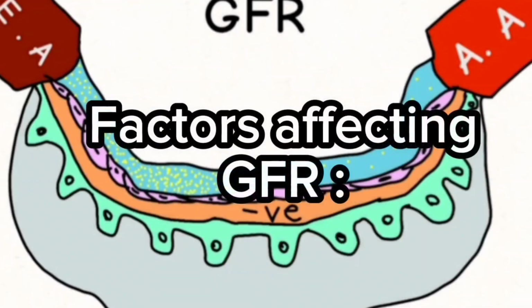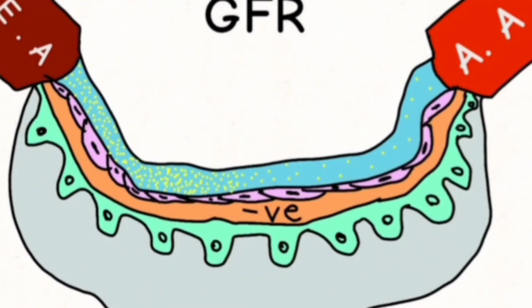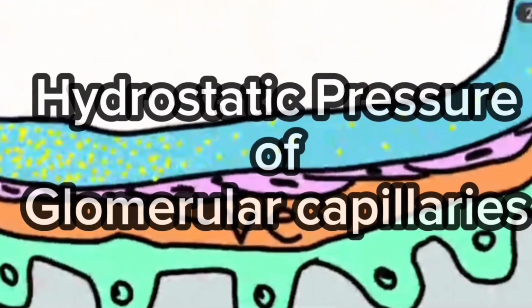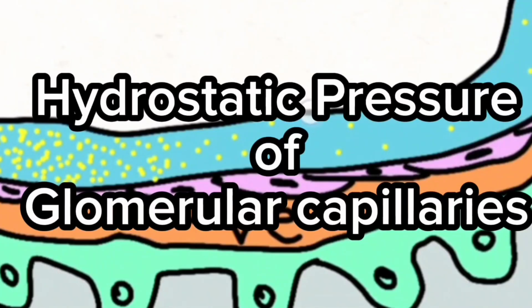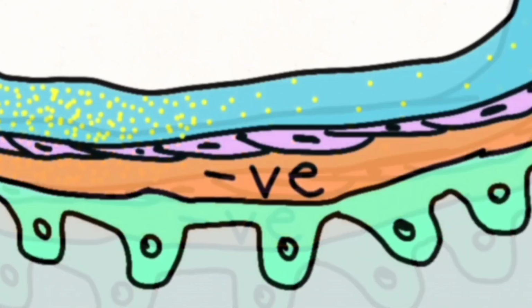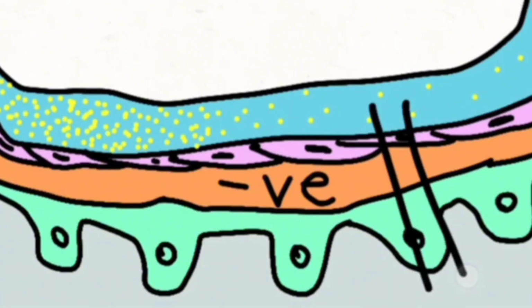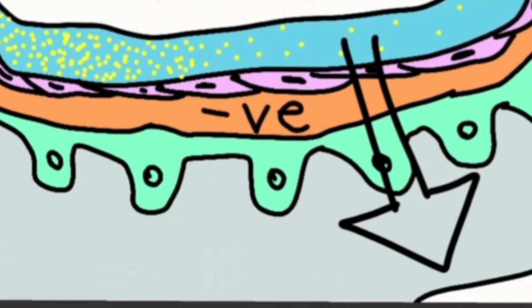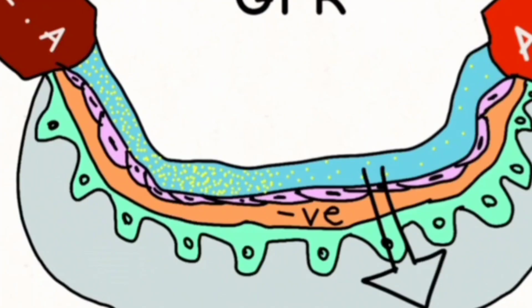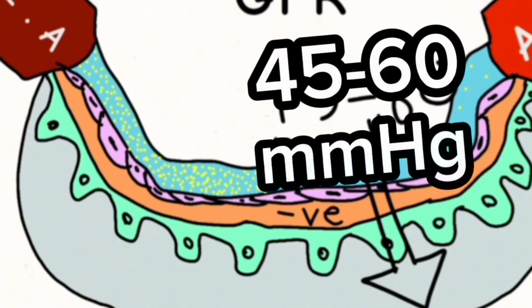Let's jump into the first major factor that affects the glomerular filtration rate, the capillary hydrostatic pressure. This is one of the main driving forces behind filtration. In the glomerular capillaries, the pressure ranges between 45 and 60, which is way higher than the pressure in normal systemic capillaries. Now you might ask, why is it so high?